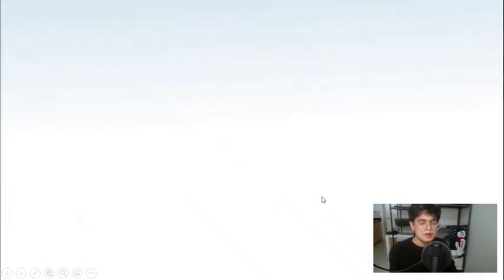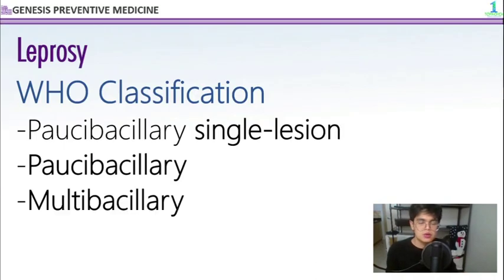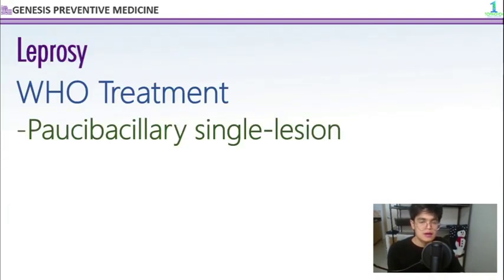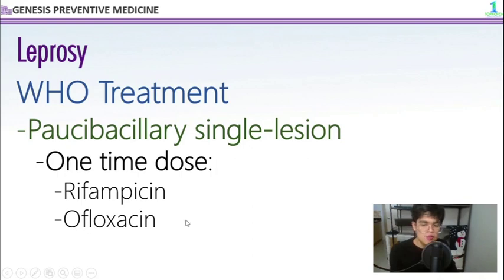Okay, so now, going back to leprosy, as I've mentioned earlier, the WHO classification is based on the number of lesions: single lesion, paucibacillary, multibacillary. This will guide treatment. Paucibacillary single lesion will only involve a one-time treatment with rifampicin, ofloxacin, and minocycline. So, ROM. Yun lang kailangan mo. Just take these 3 medicines at one time, just for one day, and you're good to go.